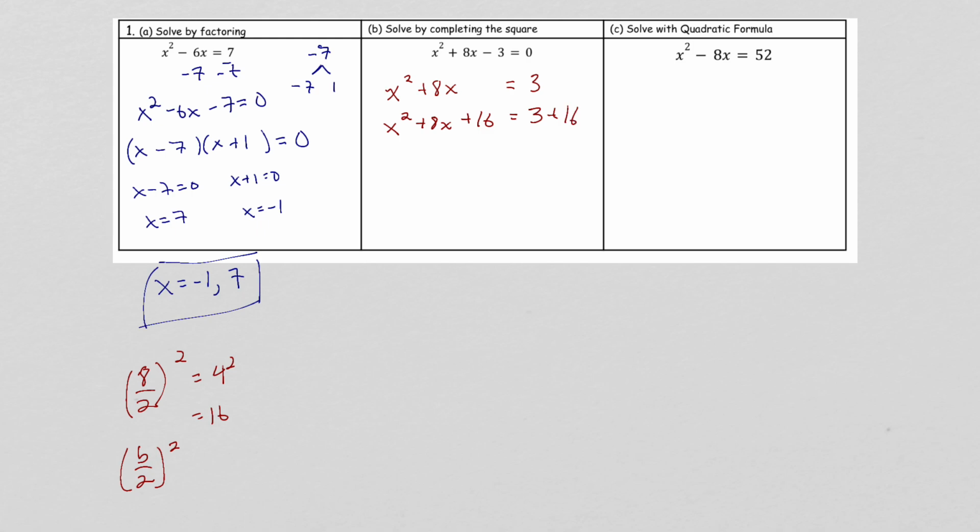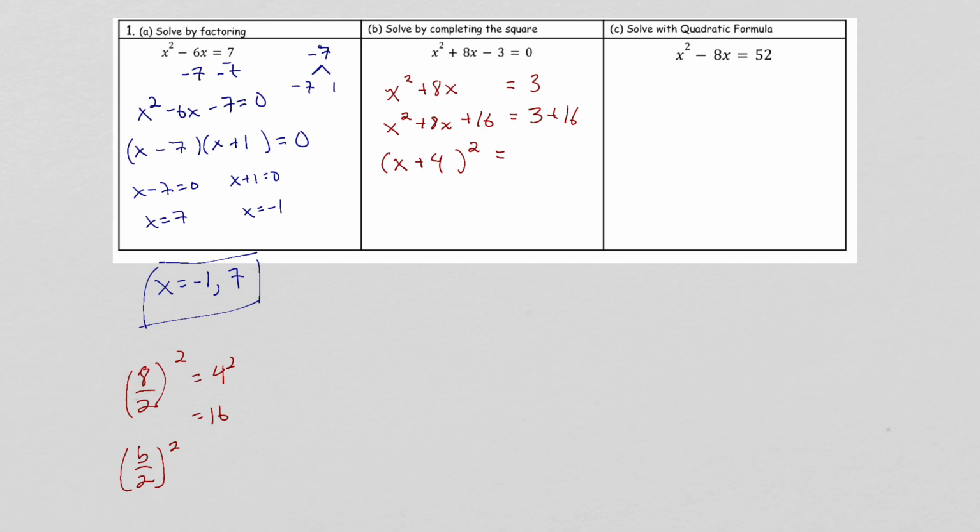Now, the reason why we added that 16 is because this factors down to something squared on the left side. What's it factor down to? x plus 4 squared. And you should be good at factoring. You should be able to factor that. One thing I want to point out is that the b over 2 before I square is always going to be this value right here. And that works even if I had a negative right here.